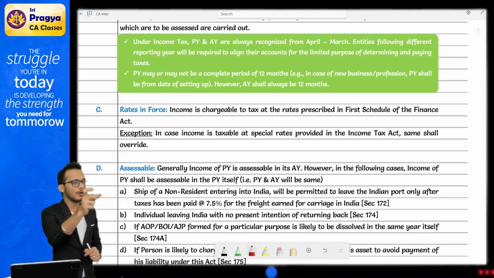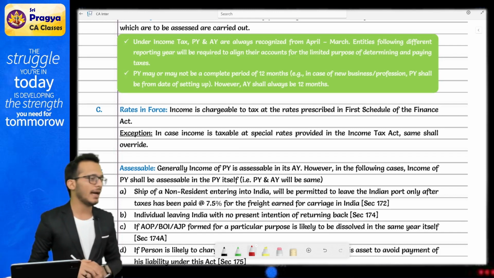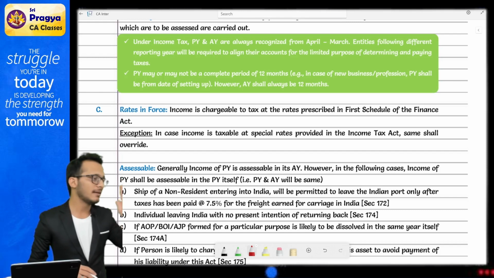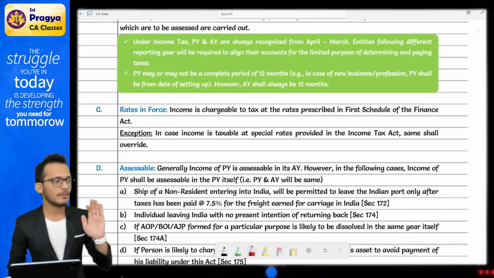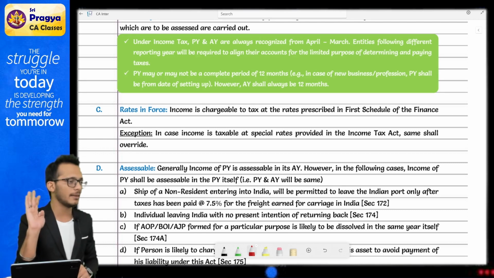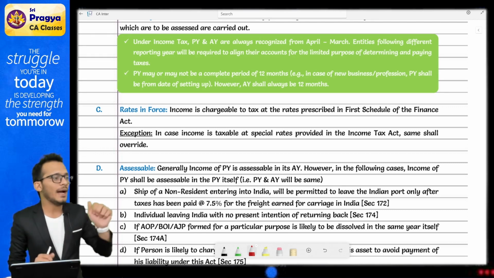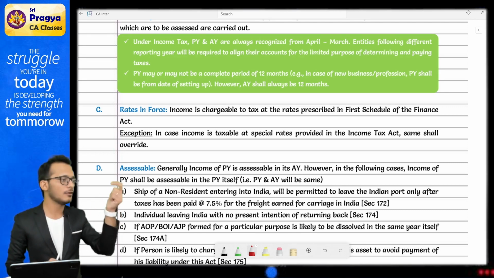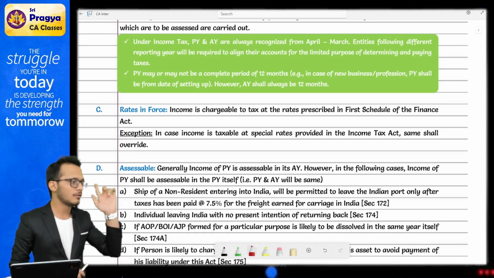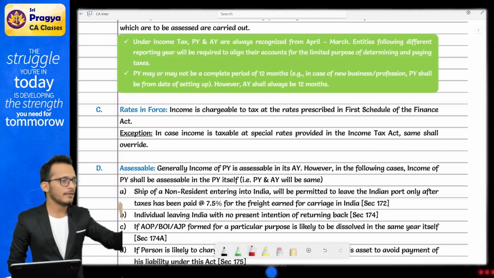Then you have something called income. Income has been defined in the Act as revenue minus allowable expense. If you have an allowable expense, you claim the expense. If you do not have an allowable expense, don't claim it. You have income in the form of legal income also, illegal income also, capital income also, revenue income also. If it is a revenue income, it is always taxable.